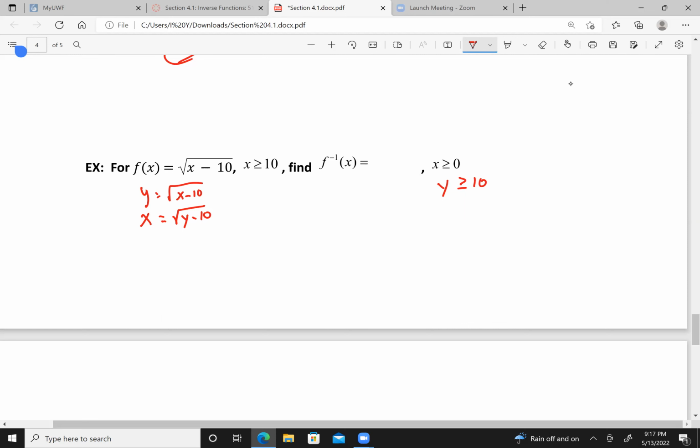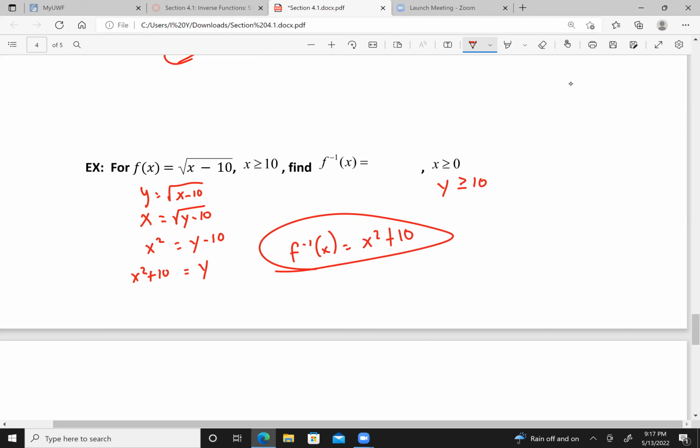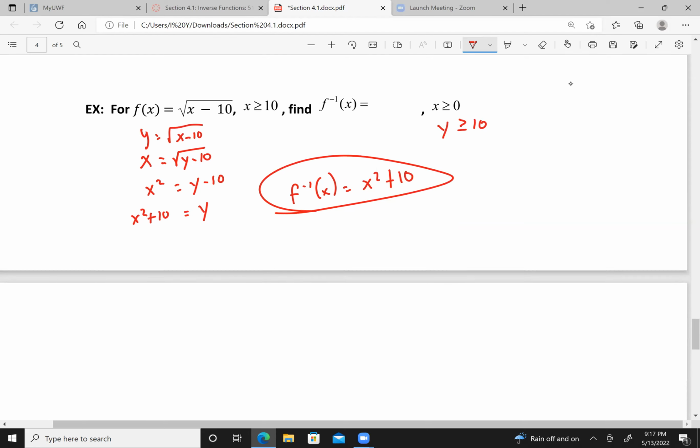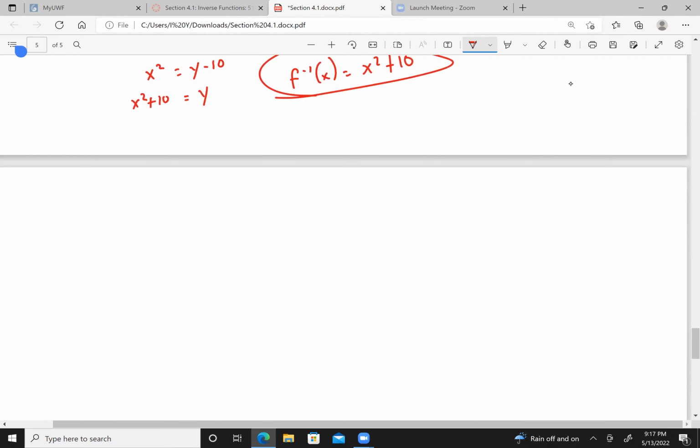So I square both sides. I get x squared equals y minus 10. So y equals x squared plus 10. F inverse of x equals x squared plus 10, where x is greater than or equal to 0, and y would be greater than or equal to 10. We don't really need to worry about that. And I believe that is it for this one.